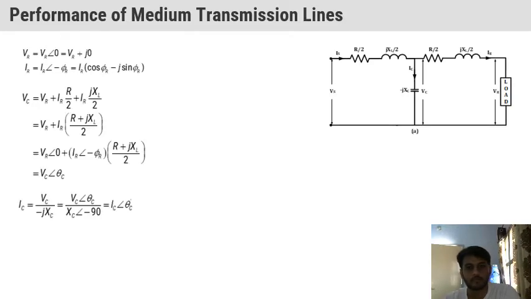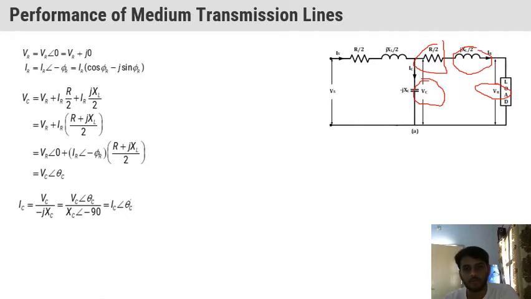These are the formulas used for the nominal T method. VR is equal to VR at an angle of 0, and IR is equal to IR at an angle of minus phi R. If we want to calculate VC, we can do so using KVL and KCL. VC is equal to VR plus the drop in these two components. So we get the value of VC by using this.